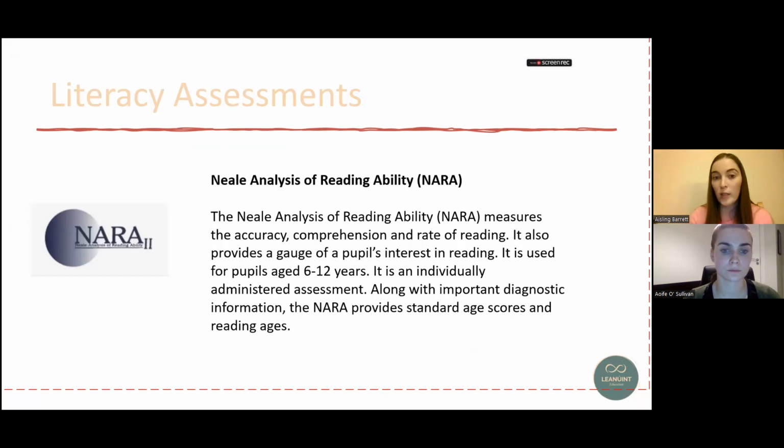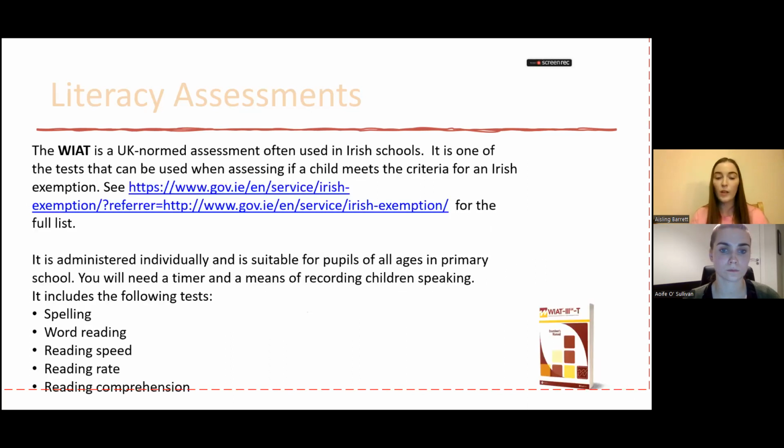But similar to the ARC, it measures comprehension, accuracy, and rate of reading. And it can be used for children aged 6 to 12. And again, it is an individually administered assessment. It contains diagnostic information the same way that the ARC does, providing standard age scores and reading ages. So it is very similar to the ARC. You may have it in your school instead of the ARC, but if you do have the ARC, it's just useful that you can use that online screening tool.